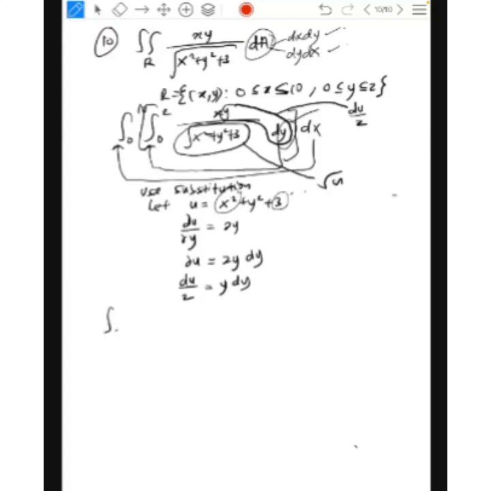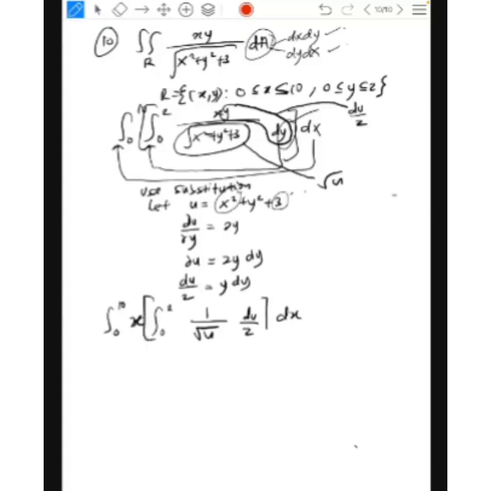Okay, so we substitute everything. x is only a constant, and this constant is multiplied with the variable, so we bring it out first, because we want to substitute only for the y variable. So y dy just now has become du over 2, and then 1 over square root u. So what remains is x, so dx is still there.